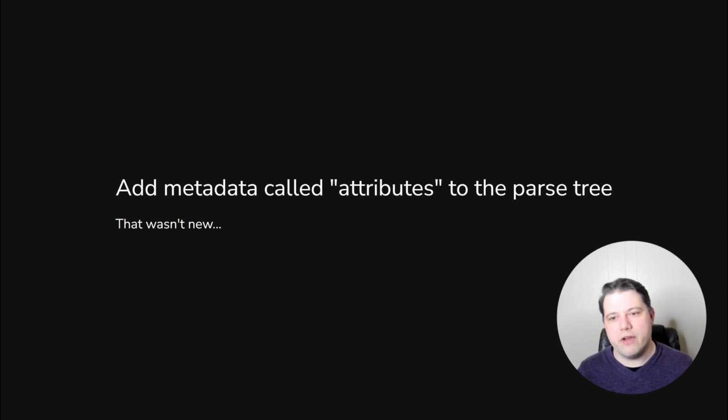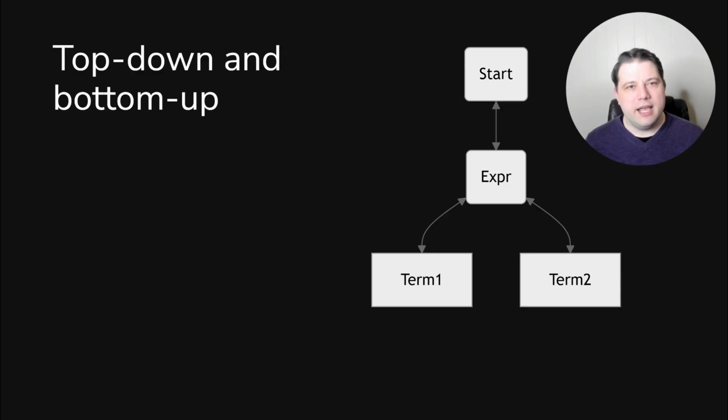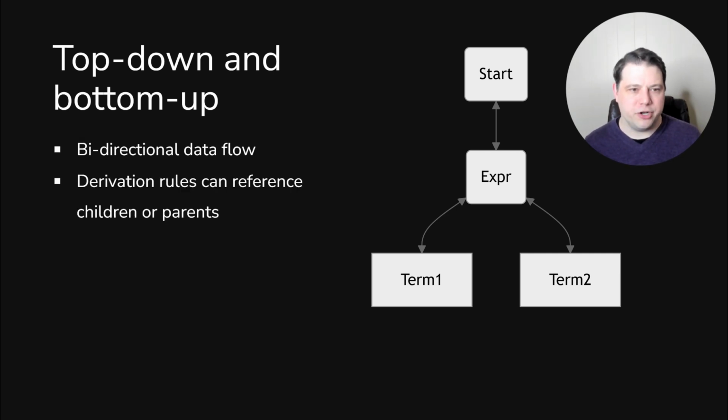But there was something very new about how these attributes behaved in the way that the data flow was implemented. It was both top-down and bottom-up. That was the key innovation here. So the data flow was bidirectional. The derivation rules that were there to assign these values could reference the child of the rule that you were on, or they could reference the parent.